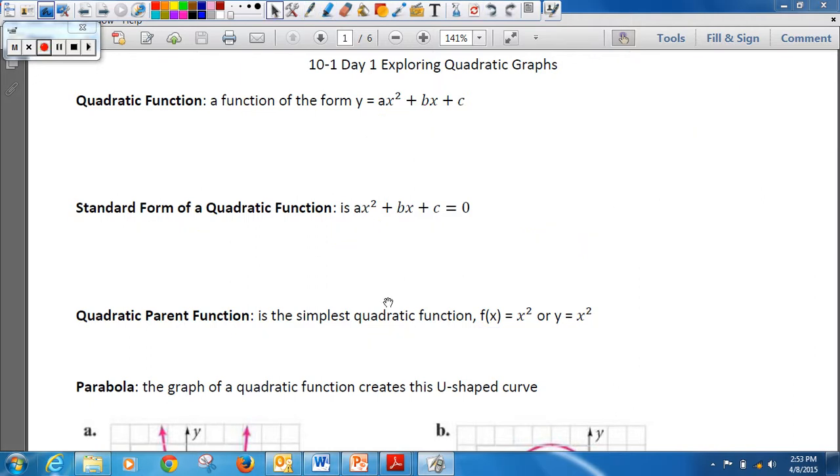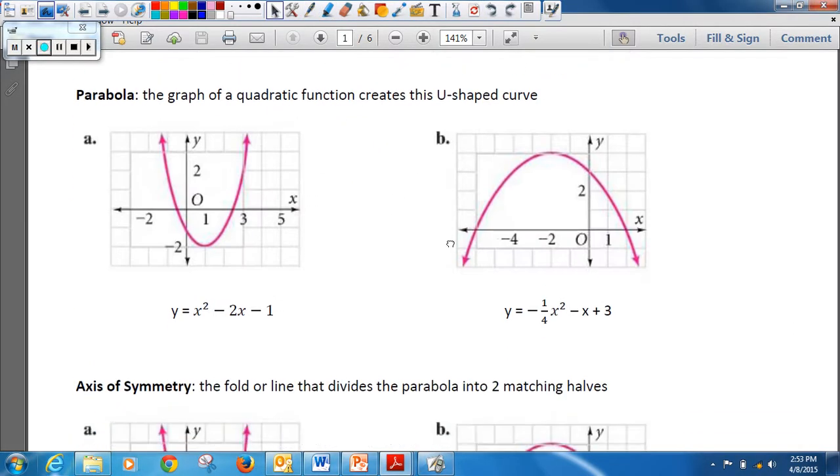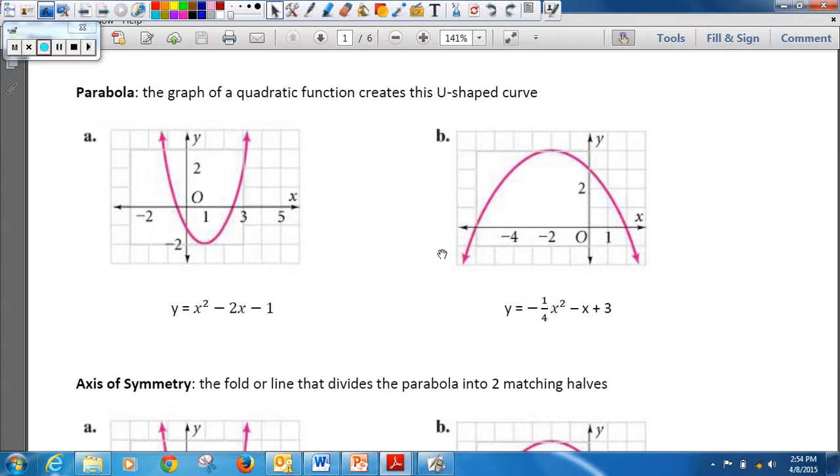A parabola, which we have seen before, is a graph of a quadratic function, and remember it creates the U-shaped curve. So if I look here on this one, what we are looking at here are the a's. My a here is equal to 1. My a over here, remember a is in front of the x squared, is negative 1/4. And if you notice, one opens up and one opens down.